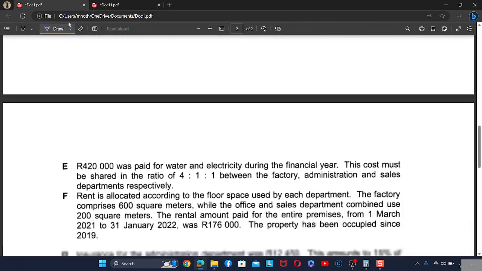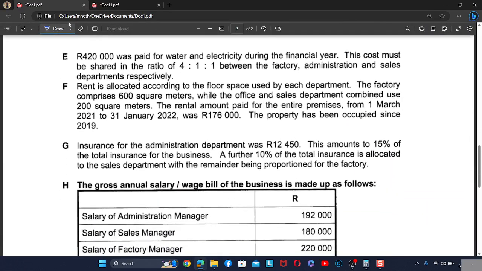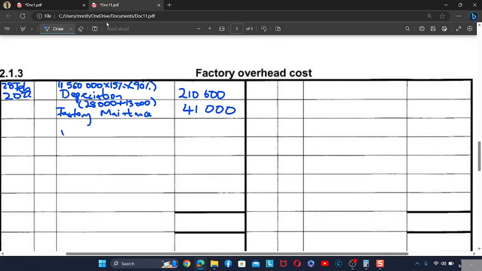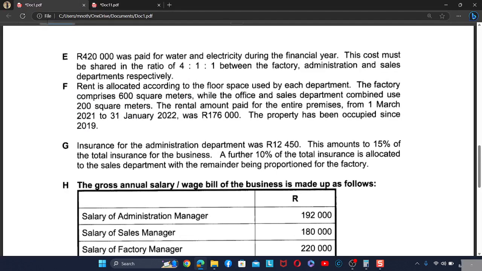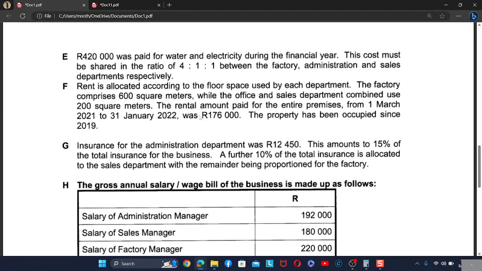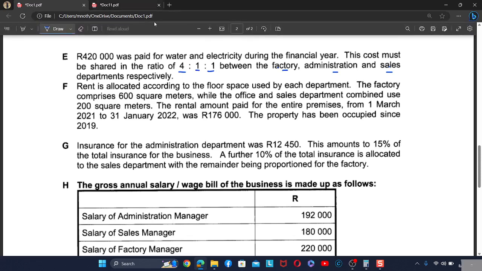And then letter E, 420,000 was paid for water and electricity. So we have water and electricity. We are told that 420,000 was paid for them. Okay, what else? These costs must be shared in the ratio of 4:1:1, right? Between the factory, administration, and the sales departments. So meaning that the 4 is for the factory, the 1 is for the administration, and the 1 is for the sales. So when we add these together, they are going to give us 6. Alright?